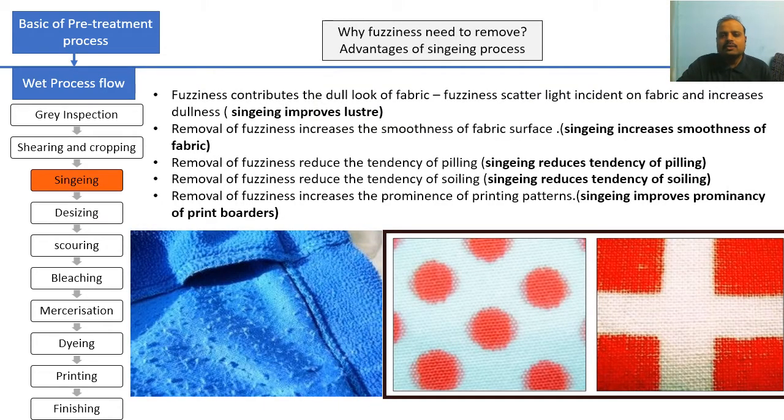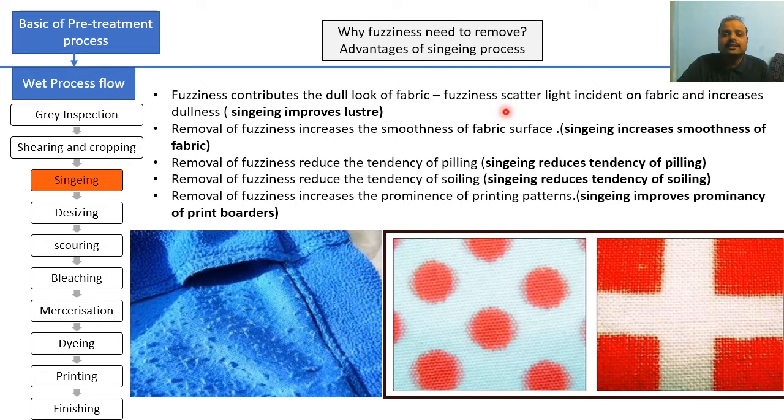Let's understand why this fuzziness needs to be removed. Why don't we keep this fuzziness as it is? Why do we need to remove it? Because it has certain disadvantages. And what is that? Fuzziness contributes to the dull look of a fabric. The dull look of a fabric is because of the presence of fuzziness. Fuzziness scatters the light incident on the fabric everywhere, and what we see is nothing but a dull fabric.